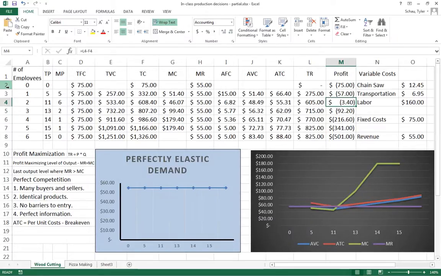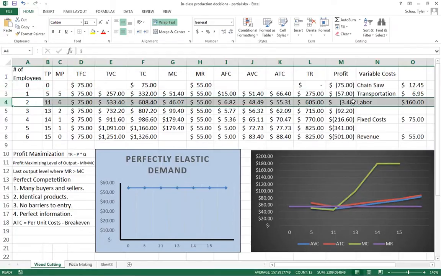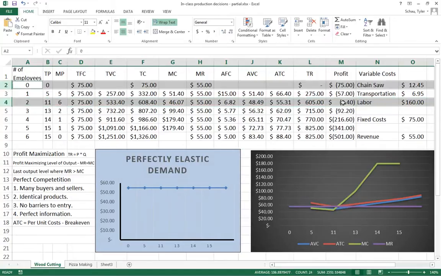All right, and so I'm going to have to pay fixed costs regardless. $75 a day is what I'm going to have to pay. And so just because I'm losing money doesn't mean I'm going to shut down. Because it's a case between two evils, but if you had the choice between losing $3.40 a day or losing $75 a day, I'm going to choose to go ahead and employ two people and minimize losses to $3.40 a day. All right. And so that's one thing we want to watch. The question is, at what point do we go ahead and shut down?